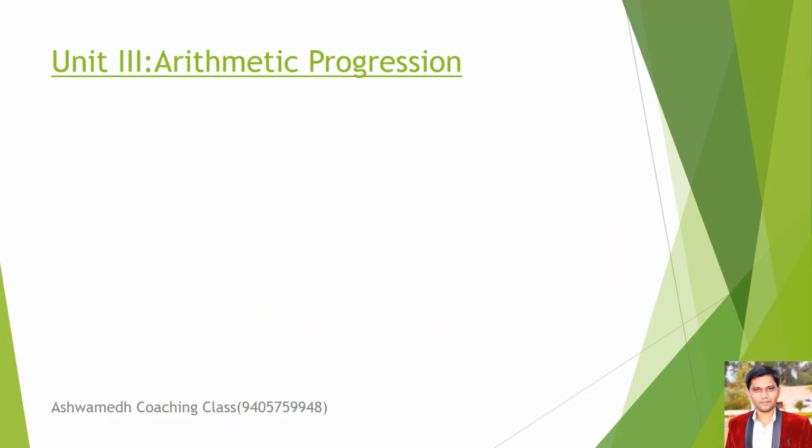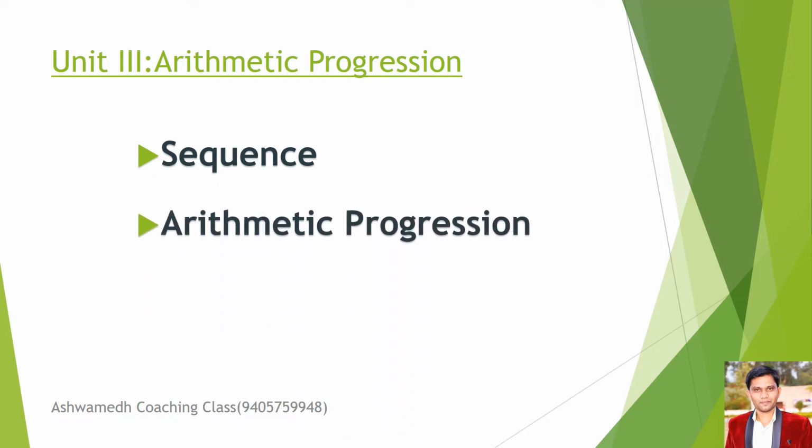The unit number 3 is arithmetic progression. So in the arithmetic progression we will first see what is meant by sequence. So sequence, you know, many times we will use this word actually, sequence. What is meant by sequence, that we will discuss. Then arithmetic progression, its definition, its formula, how to decide whether the given sequence is in arithmetic progression or not, that we will discuss.